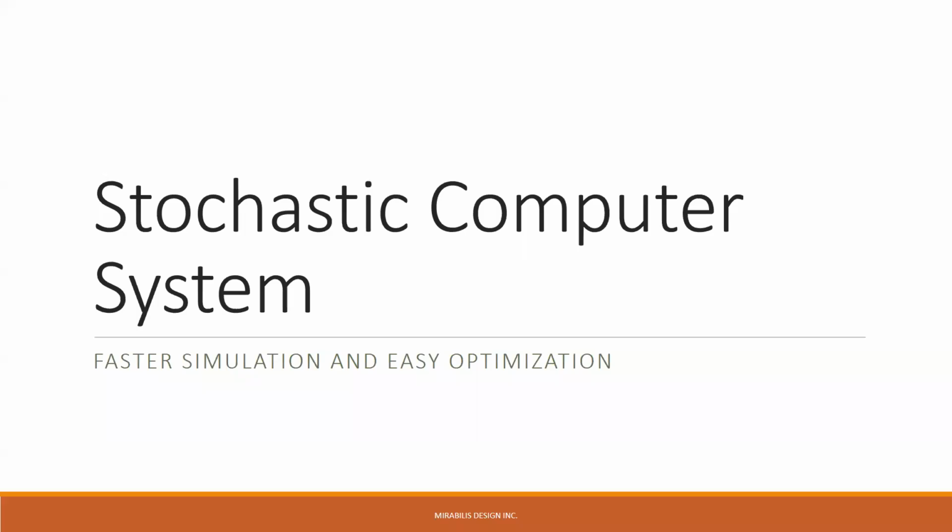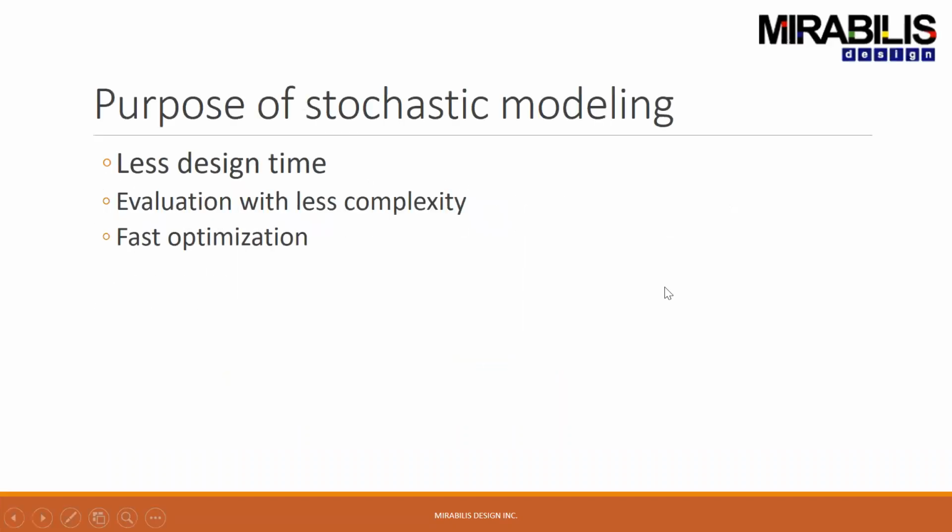Hello everyone. In this video, I'm going to talk about computer system modeling using stochastic approach. The computer system can be modeled in two different approaches. One is stochastic modeling and another is cycle-accurate modeling.